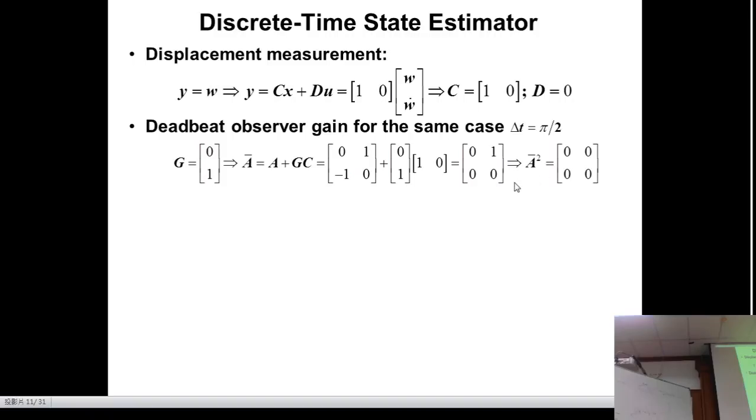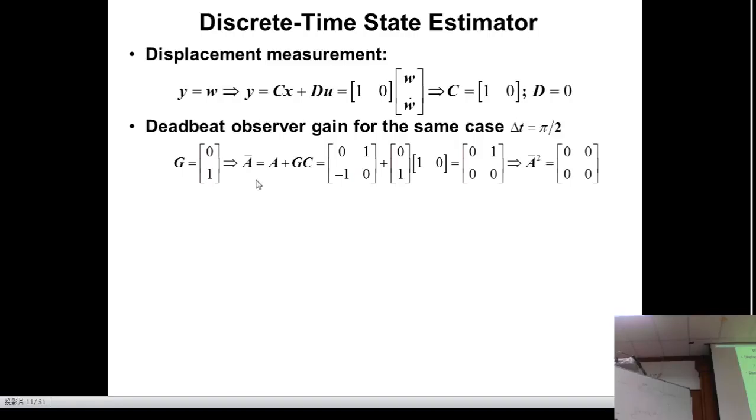So regardless of your initial condition, the estimated state will converge to the true state in 2 steps. So this we call dead beat. Dead beat means in 2 steps, it's exactly the same as the true state. Of course, in practice, there is no such dead beat observer you can get. This is only in theory.